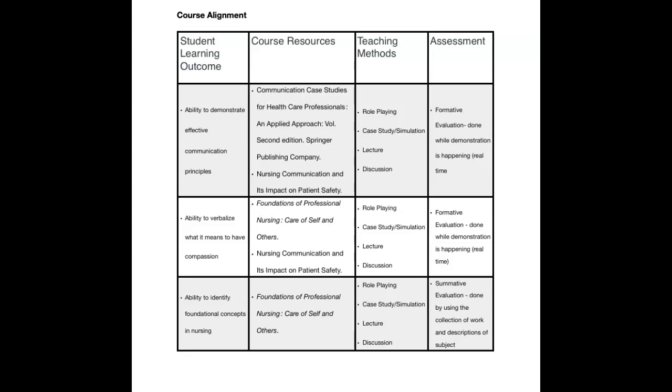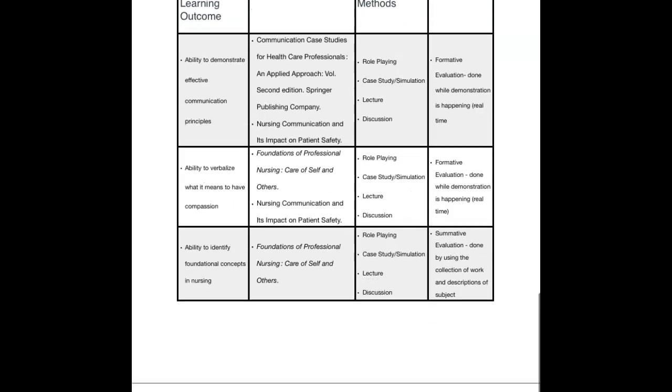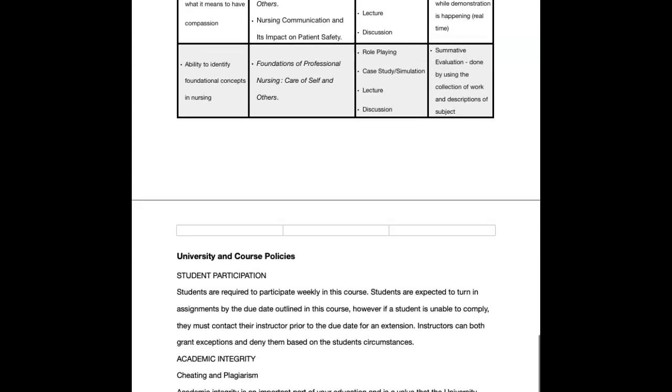The last student learning outcome is the ability to identify foundational concepts in nursing. This resource will be the Foundations of Professional Nursing text. Teaching methods, again, are role playing, case study or simulation, lecture, and discussion. This is a summative evaluation done by using the collection of work and descriptions of the subject.